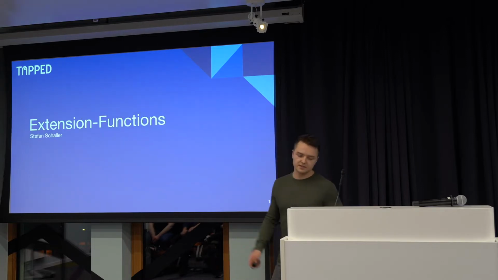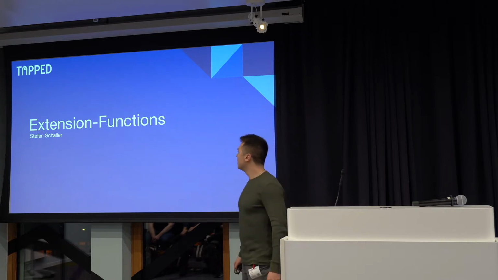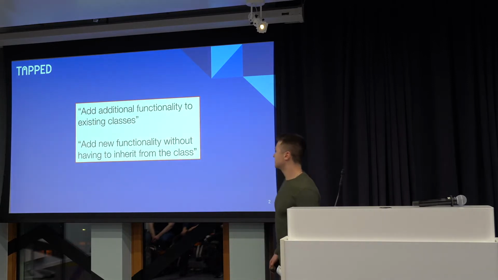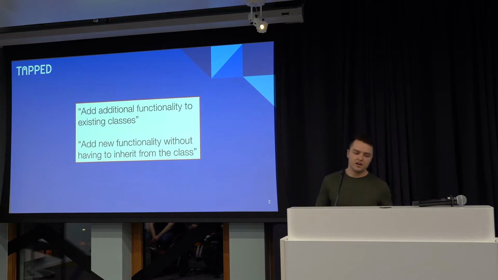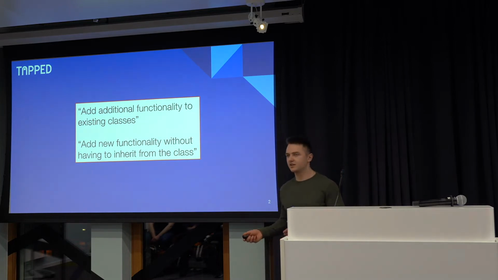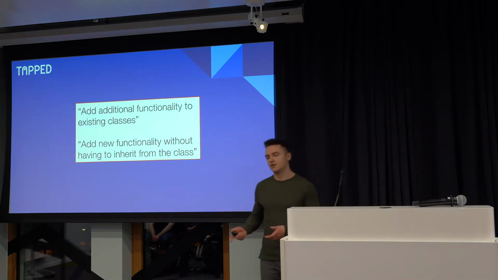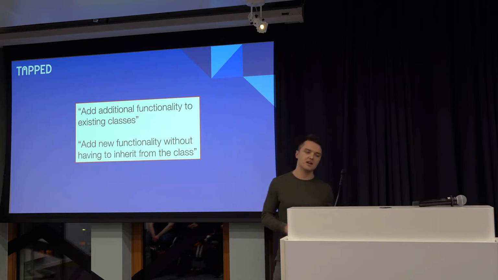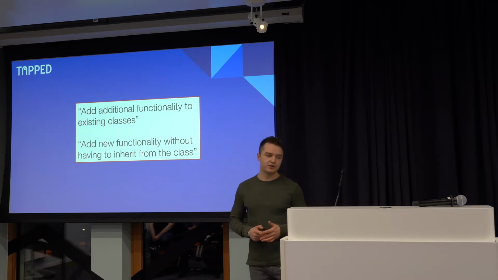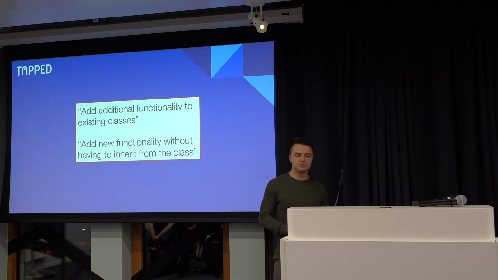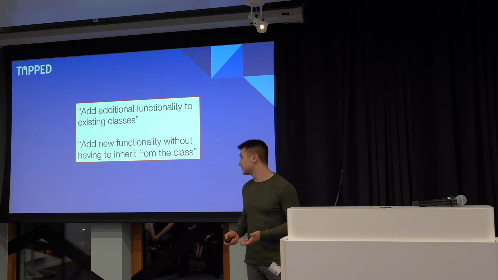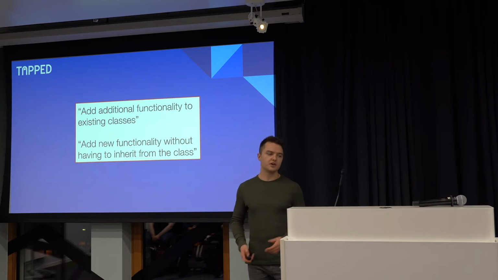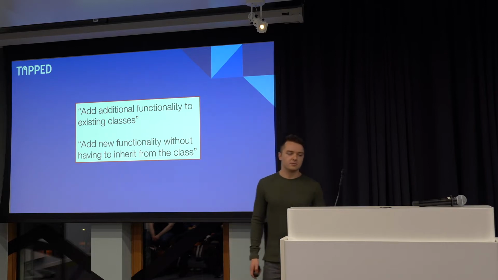Let's start with the basics. Maybe you're not so familiar with extension functions. An extension function is something you can use to add additional functionality to existing classes. That could be a string, an enum, an existing library class, framework classes, your classes, whatever. And you don't have to inherit from them. You can easily write extension functions, getters, setters, whatever. We will talk about that now.